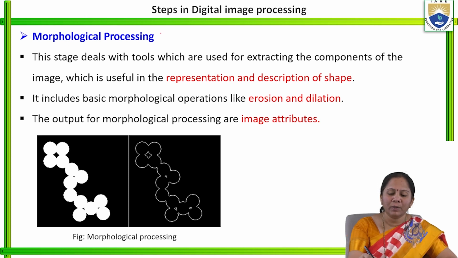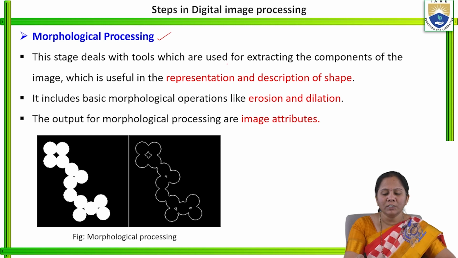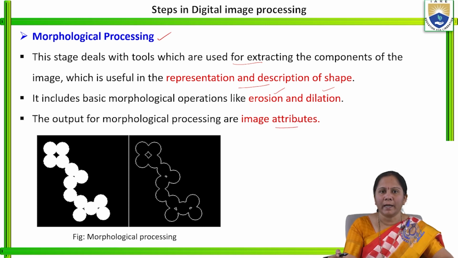And next block is morphological processing. So here, what is morphological processing? This stage deals with tools which are used for extracting the components of the image in order to represent and describe the shape of the image. The basic morphological operations are of two types. It may be erosion or it may be dilation. The output of the morphological image processing will be image attributes.